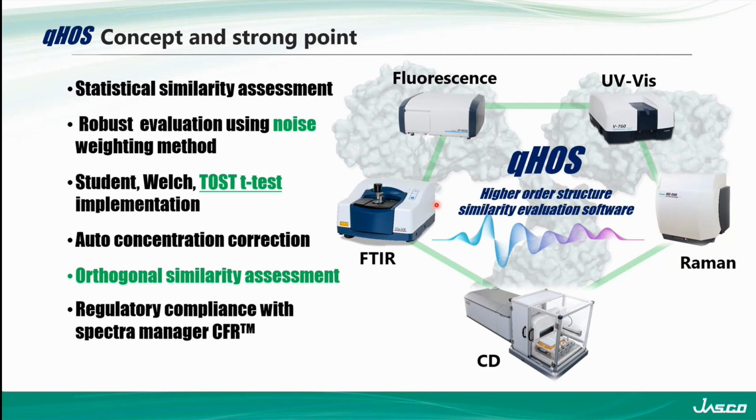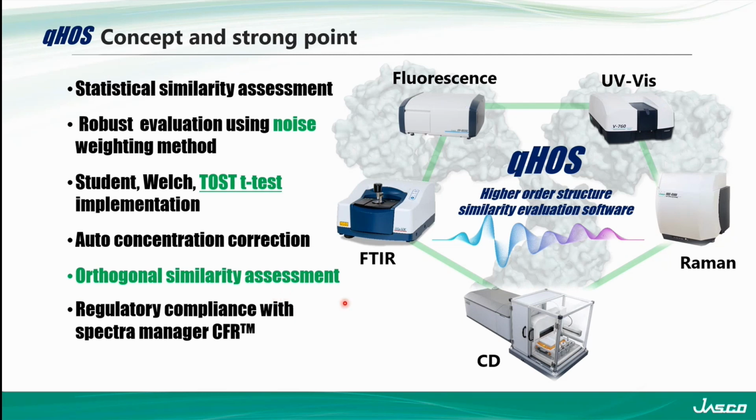And so qHOS is really a statistical similarity assessment. It's going to define whether two materials are the same. It can use a variety of different weighting methods that I'll go into. And more importantly, we give a variety of different types of t-tests that can establish either difference or similarity, which are different statistical concepts. I'm going to be going over why saying something is different might not necessarily mean that it's not the same and vice versa.